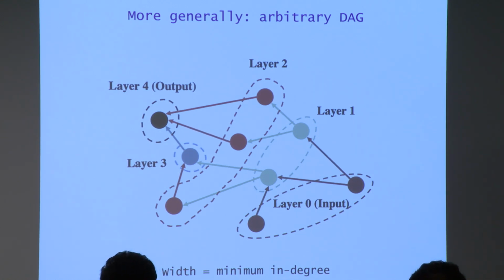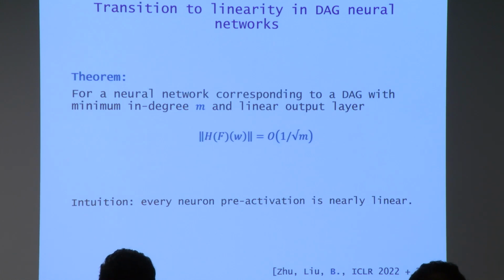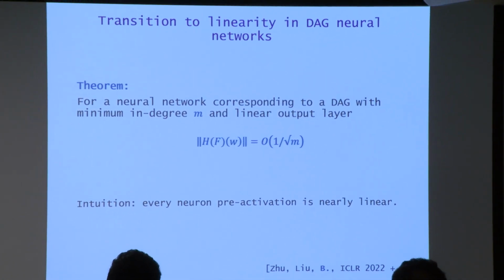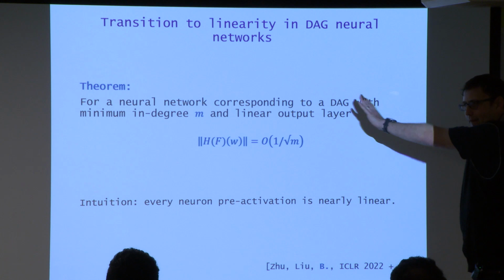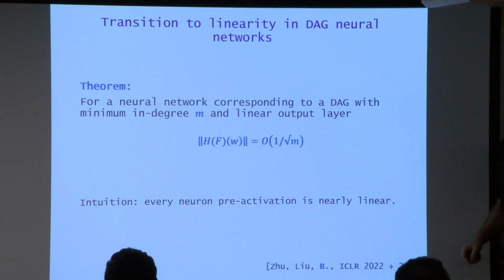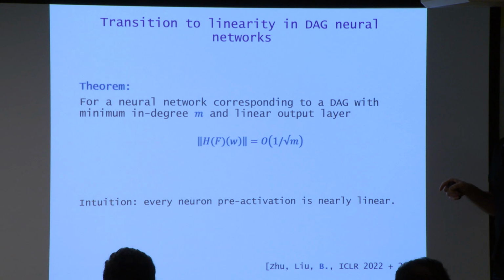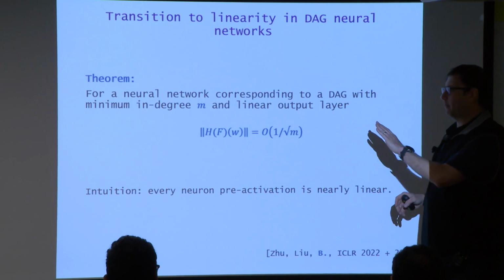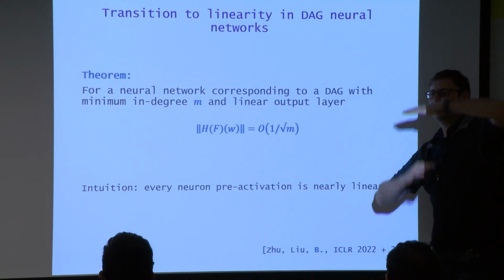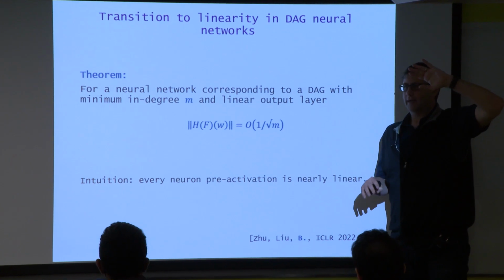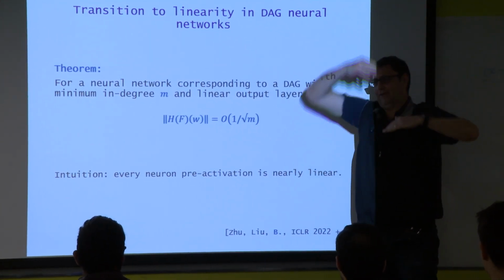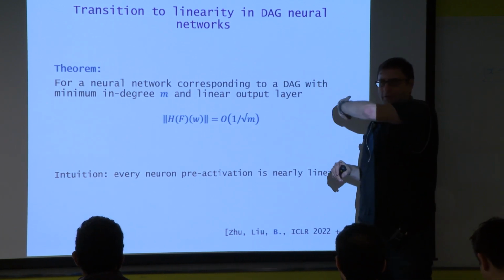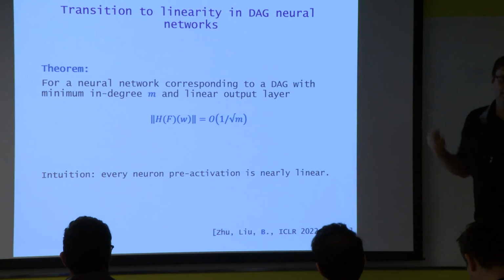And what happens is that for a neural network corresponding to a DAG with minimum in-degree m and a linear output layer, the same thing holds. You have the Hessian scaling like 1 over square root of m. Now, I am slightly hiding something here, because we need some pretty weird condition that the sizes of the layers have to be polynomially comparable, polynomially big. So it's not quite any graph. It's graphs whose layers are polynomially comparable. But it's a lot of graphs.